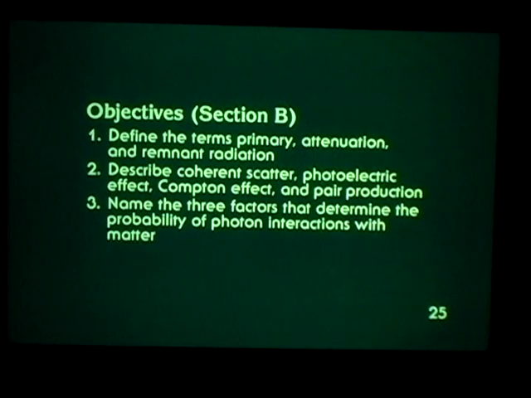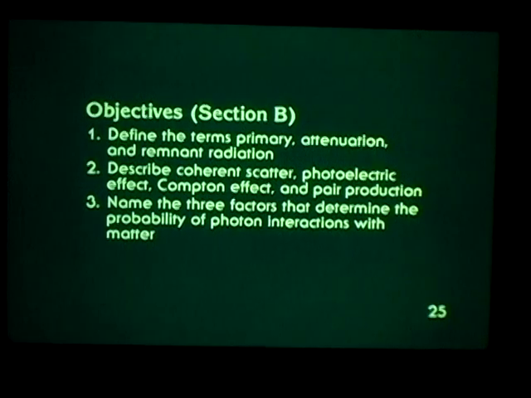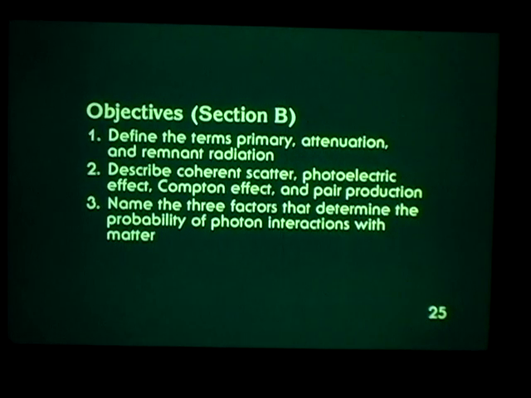In Section B, we examine the basic interaction of X-rays with matter. When you have completed Section B, you will be able to define the terms primary radiation, attenuation, and remnant radiation. Describe coherent scatter, photoelectric effect, Compton effect, and pair production. And name the three factors that determine the probability of photon interactions with matter.